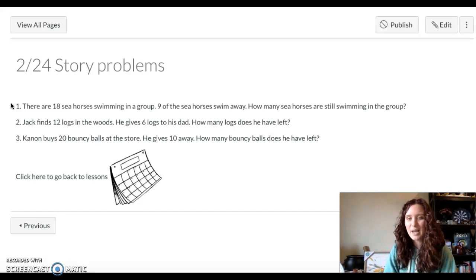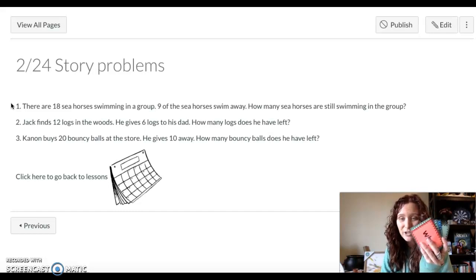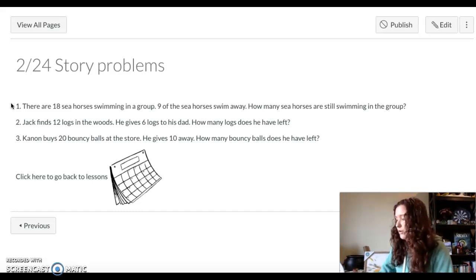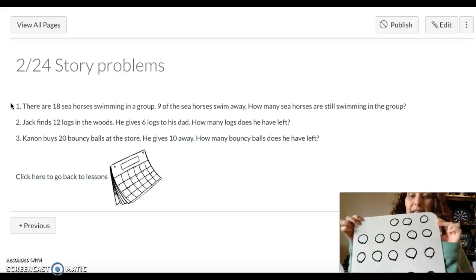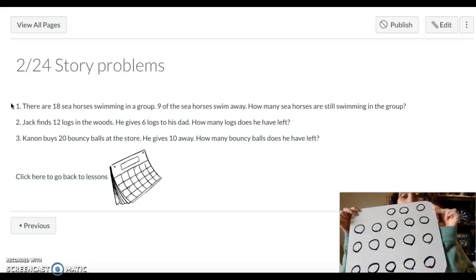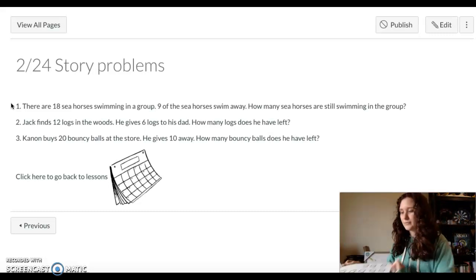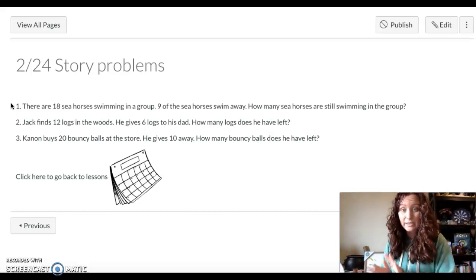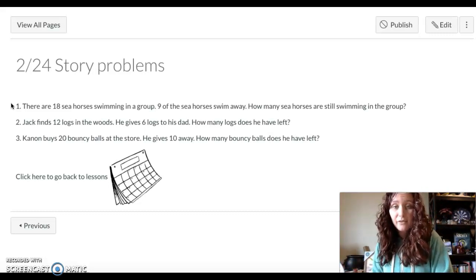So my first step is to get 18. I have 18 sight words here, and I've also drawn 18 circles on my board. Okay, so I have 18 seahorses. 9 of the seahorses swim away.